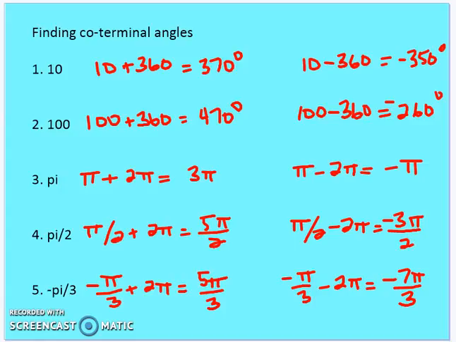Fourth example, pi halves plus 2 pi is equal to 5 pi over 2. And then pi halves minus 2 pi is equal to negative 3 pi over 2. And then for the last one, negative pi thirds plus 2 pi leaves me with 5 pi thirds. And for the negative angle, negative pi thirds minus 2 pi leaves me with negative 7 pi over 3.